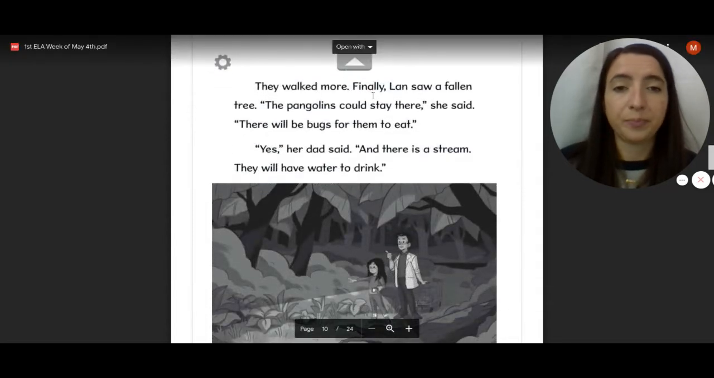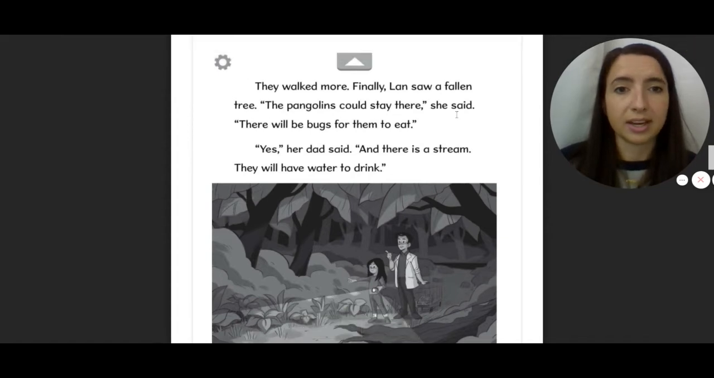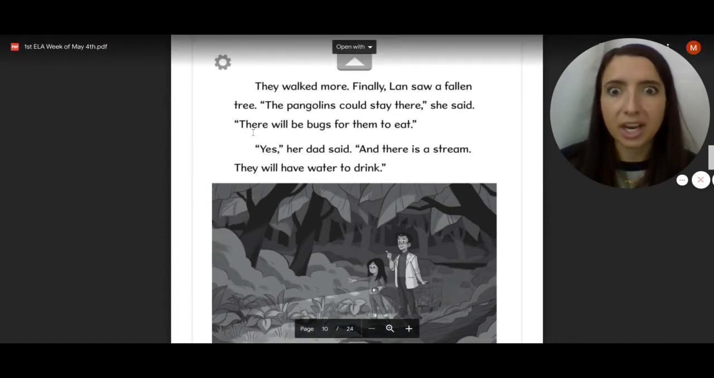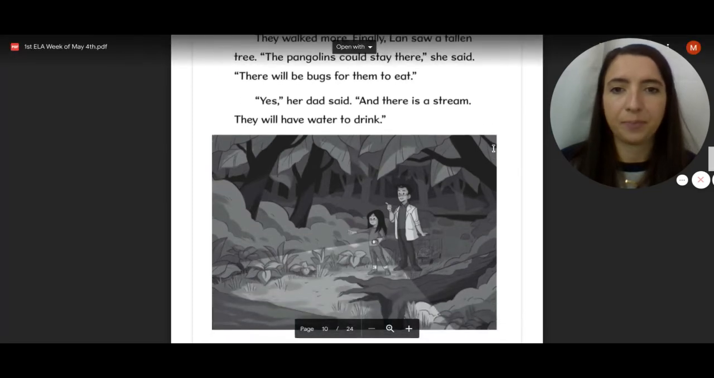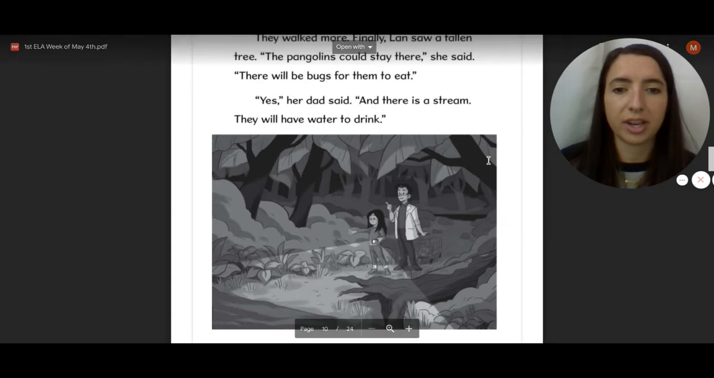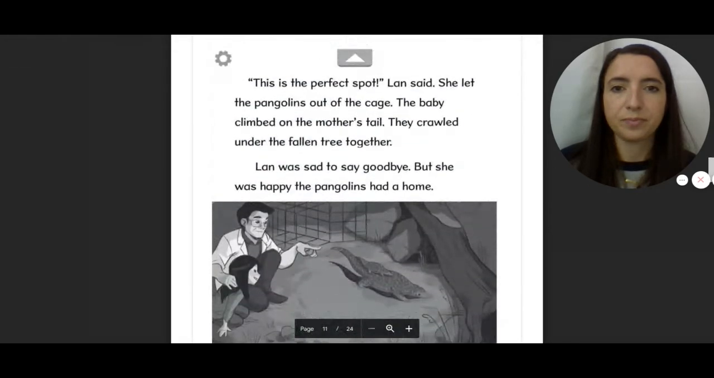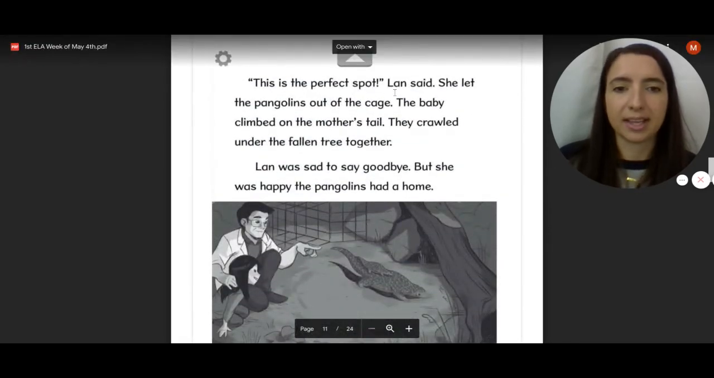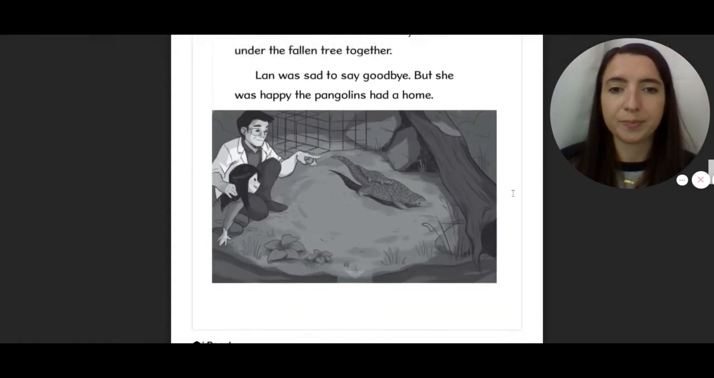They walked more. Finally, Lan saw a fallen tree. "The pangolins could stay there," she said, "but there will be bugs for them to eat." "Yes," her dad said, "and there is a stream. They will have water to drink." "This is the perfect spot," Lan said. She let the pangolins out of the cage. The baby climbed on the mother's tail. They crawled under the fallen tree together. Lan was sad to say goodbye, but she was happy the pangolins had a home.